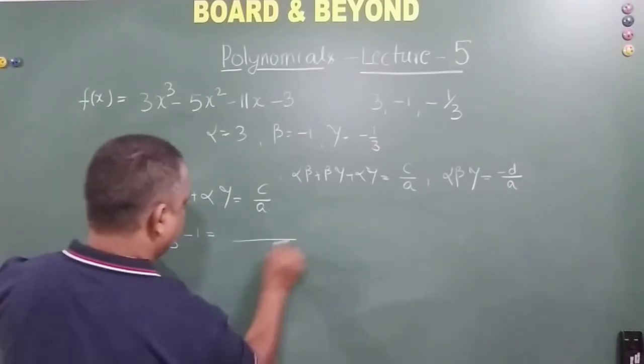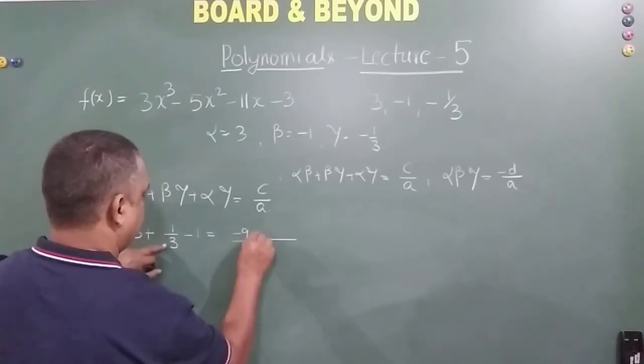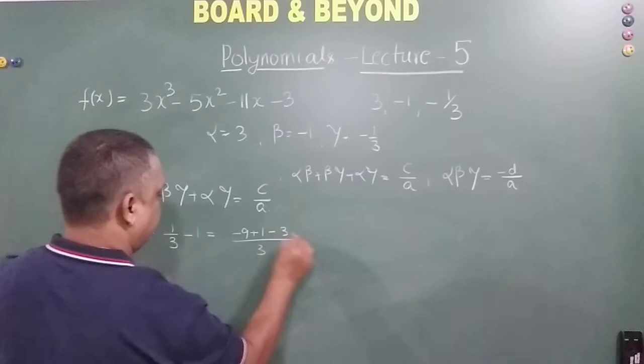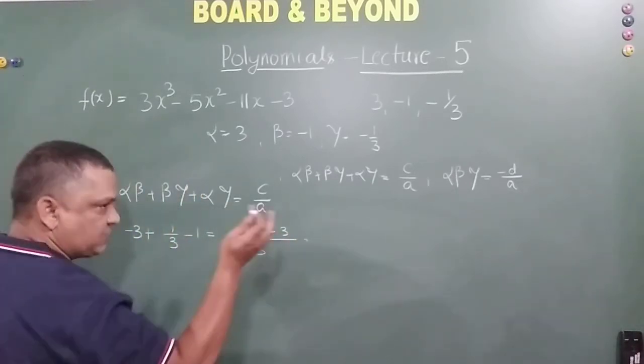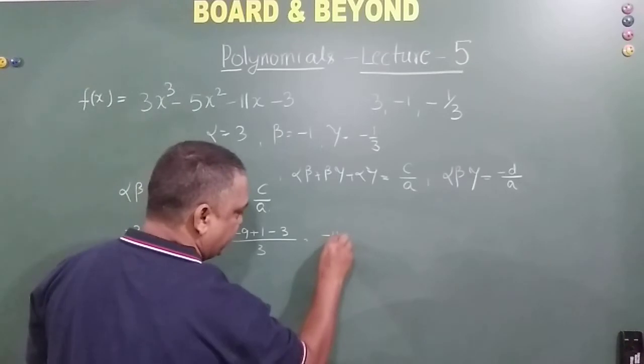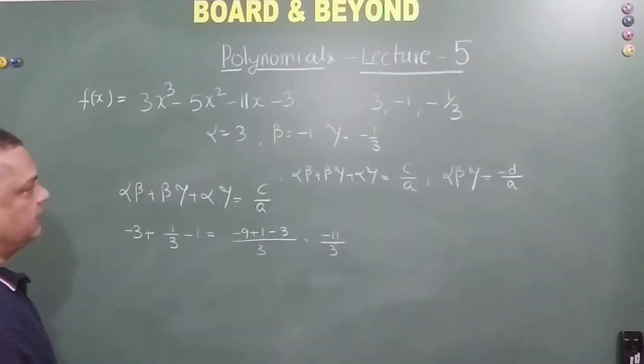Let's take an LCM here and not confuse ourselves. Minus 3 becomes minus 9, minus 1 becomes minus 3... minus 12 plus 1, that is equal to minus 11 by 3. Right?